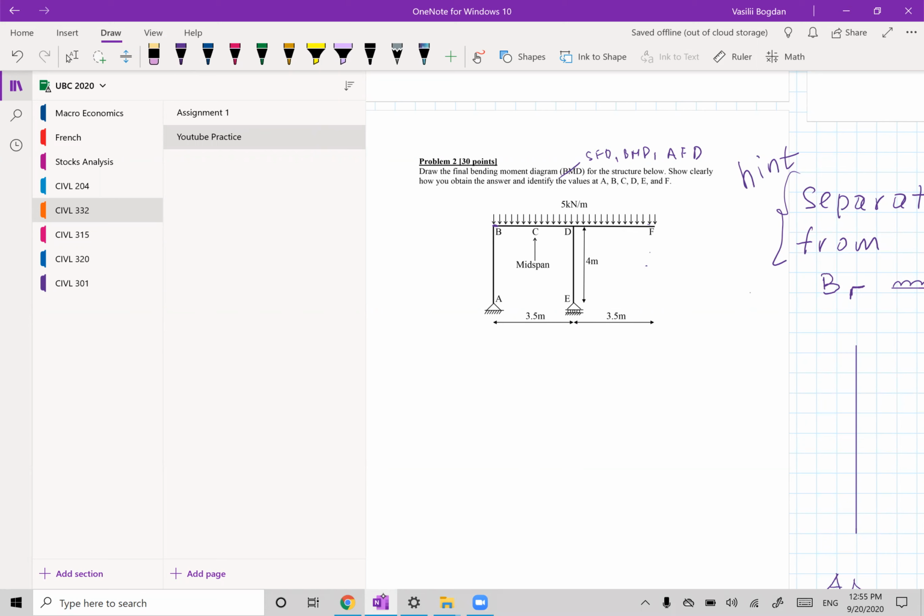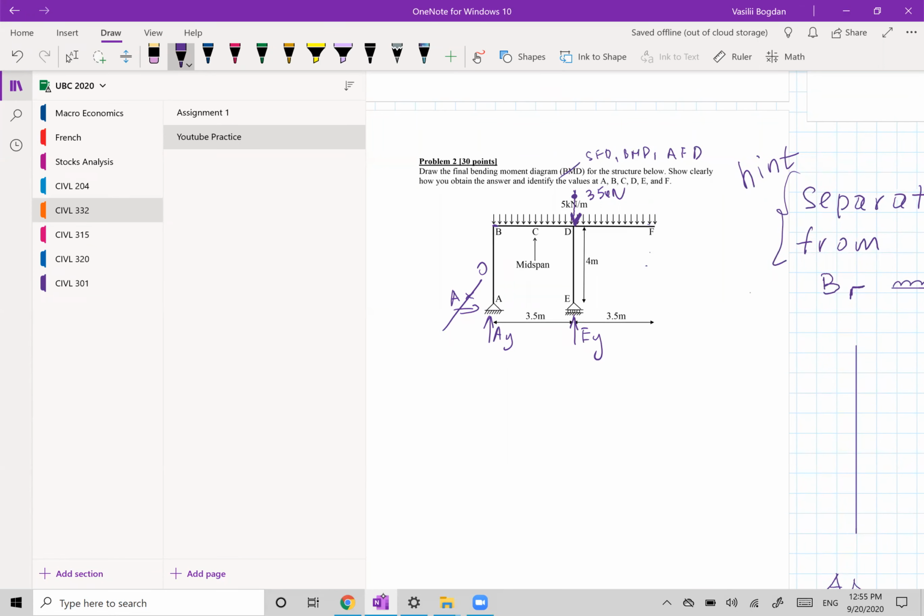So here we have a frame. We have a y-x. As you may guess, this is 0, and you have EY. So here we got 5 kilonewton per meter UDL, and the equivalent load of this UDL is gonna be placed right here, and it's gonna be 5 times 7, right? 35.